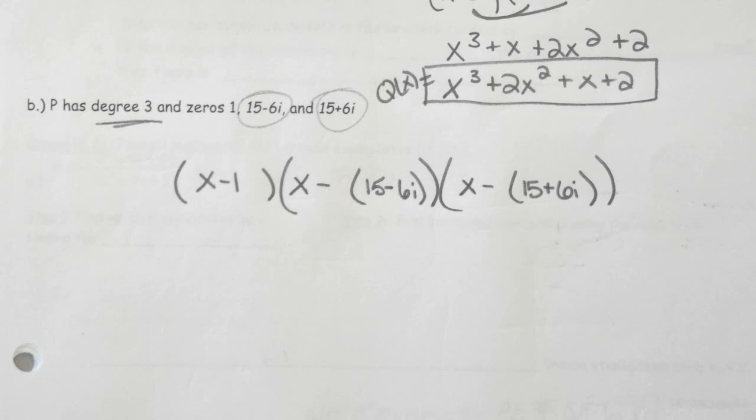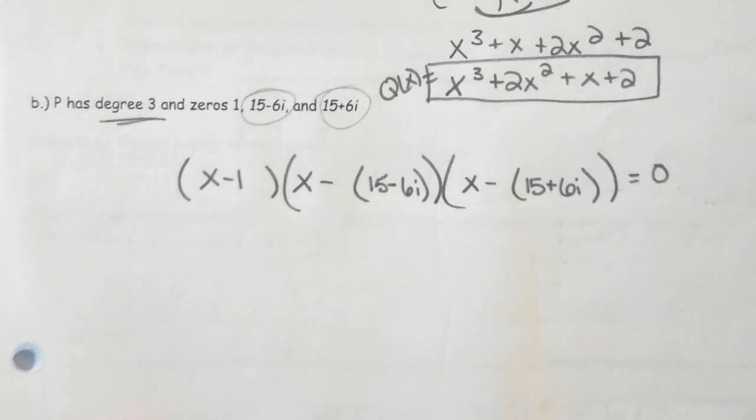Think about the fact that this is the zero product property and we want it to equal 0. Think about plugging this in. If I plug this in, 15 minus 15, 15's gone. Negative 6i minus negative 6i, so plus negative 6i. So those would be gone too.